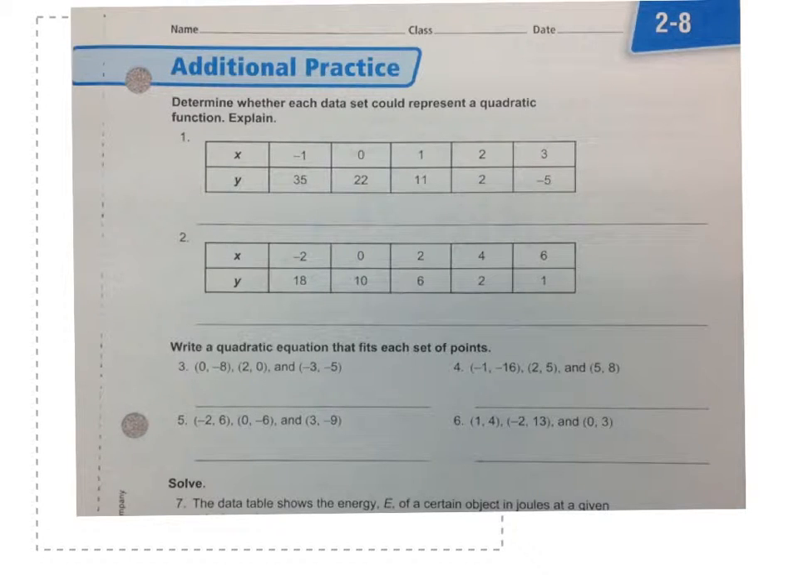Alright guys, so on this homework assignment, numbers 1 through 6, we needed to focus in on the second part. We needed to write the equation that is represented by these 3 points. So we want to find the parabola that actually crosses through all 3 points. So let's go with number 4, why not?